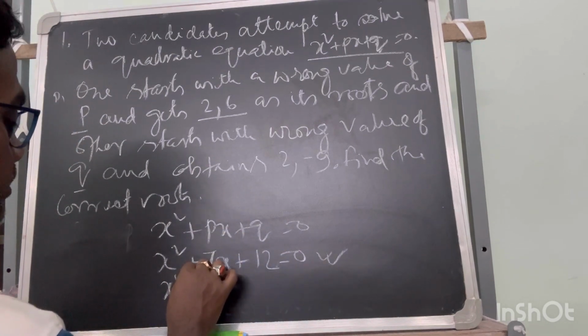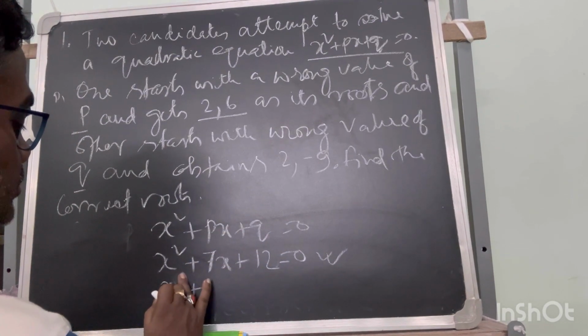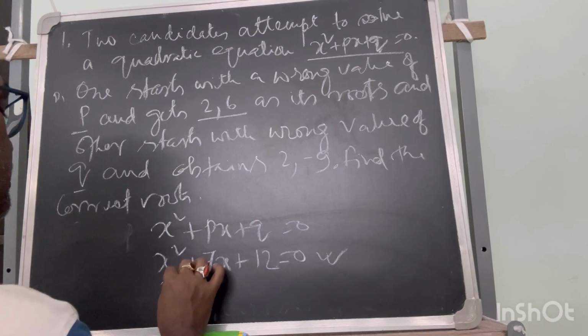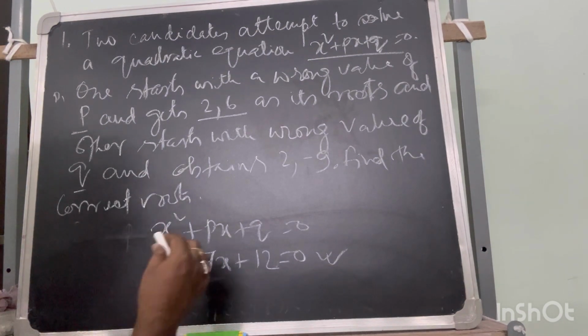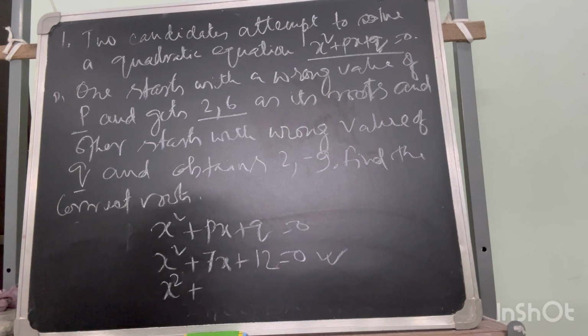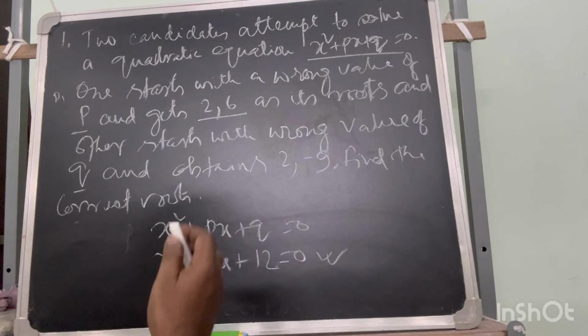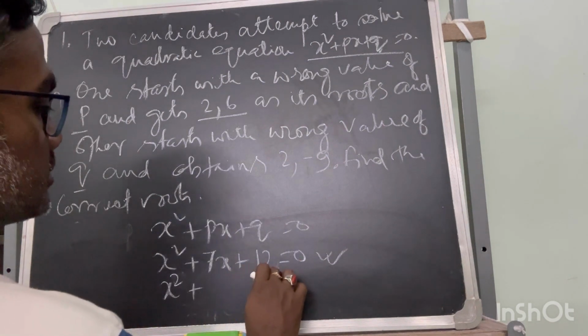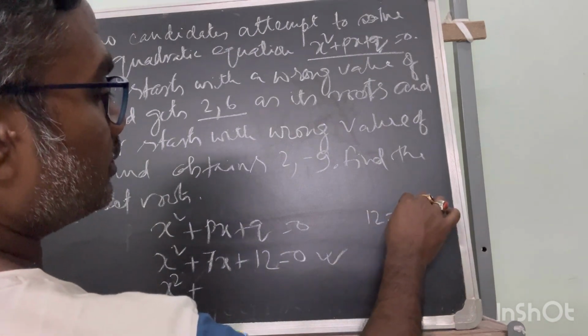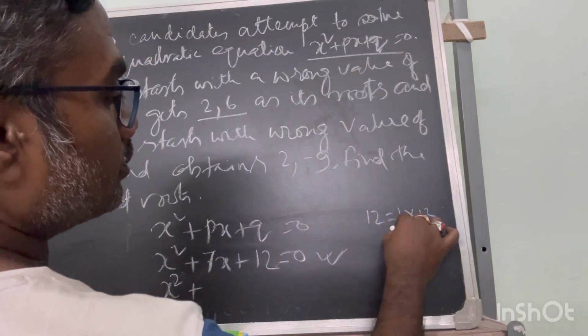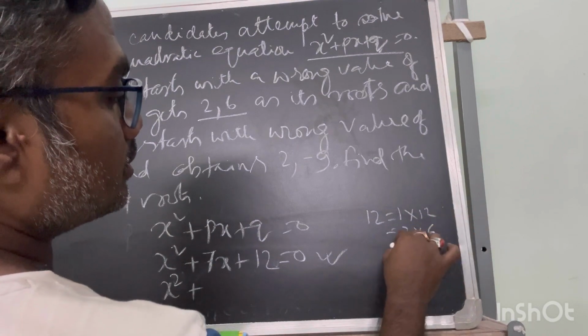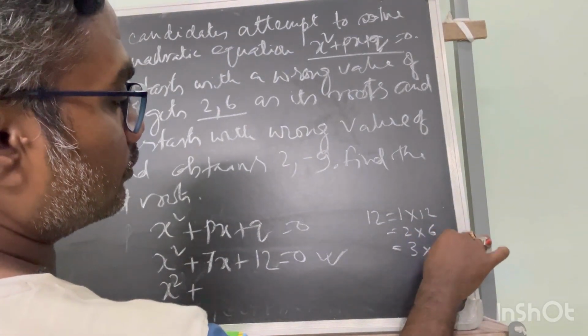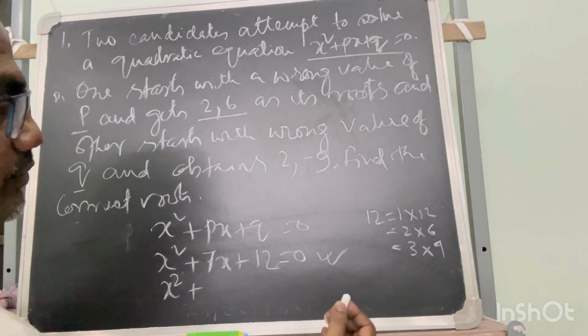So x square, because that is the most important and interesting, and if you can do it, you can practice, and if you can do it, that will build more confidence on this subject. Okay, so what are the factors of 12? 1 into 12, 2 into 6, 3 into 4. Okay, these are the factors.